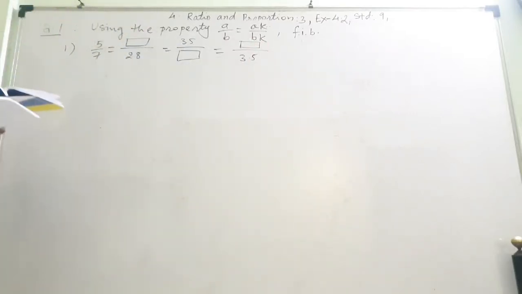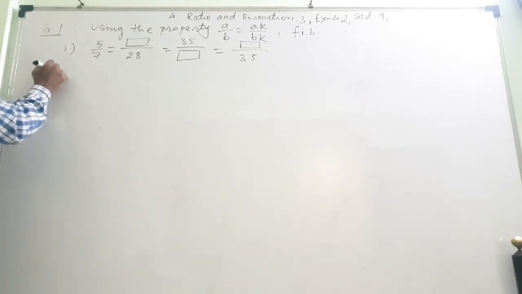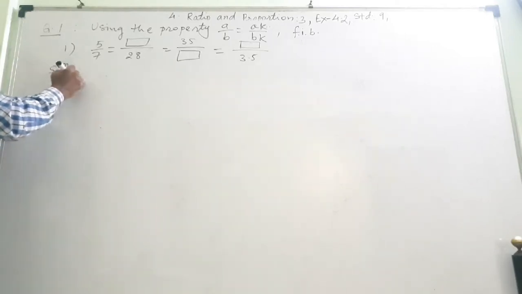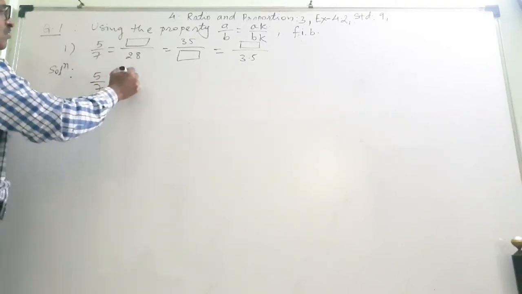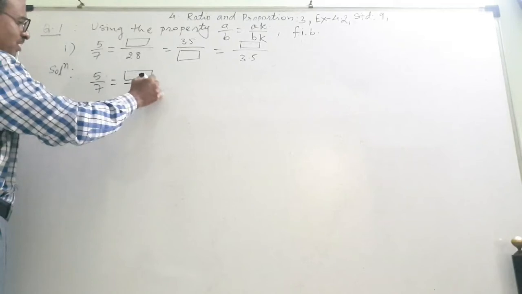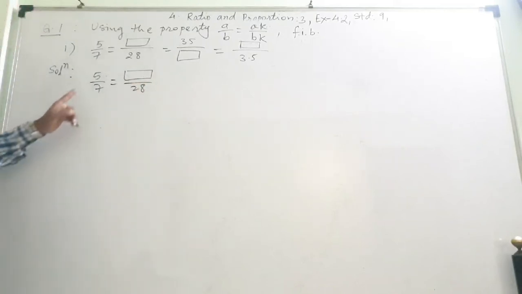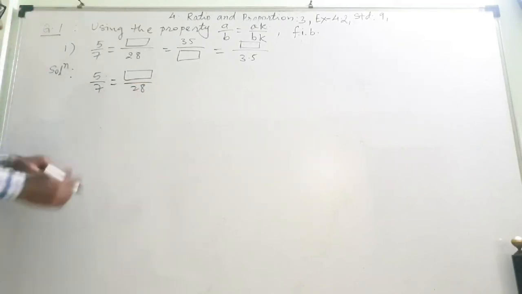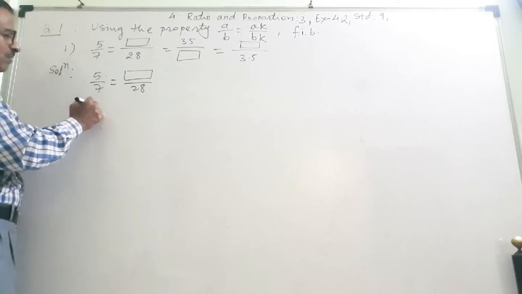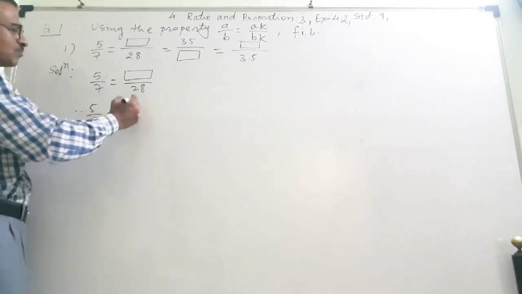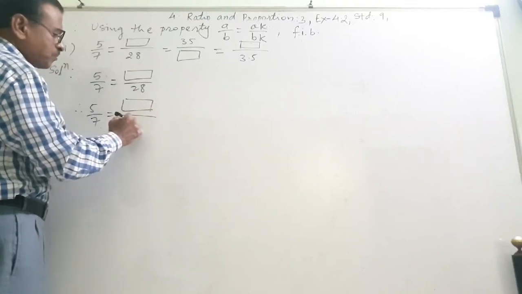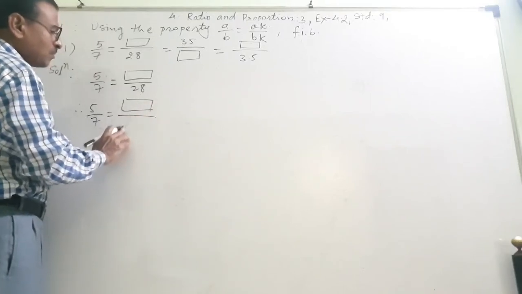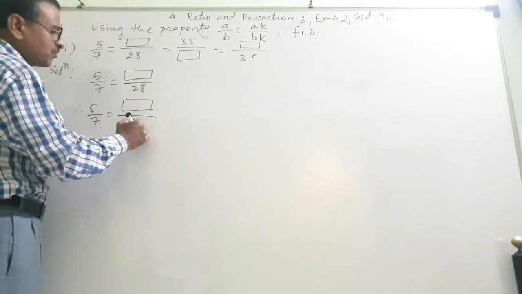So how to solve this? Solution. First I will take 5 upon 7 is equal to box upon 28. This is how much? 4 into 7. So therefore 5 upon 7 is equal to box, and here this is 7 into 4.